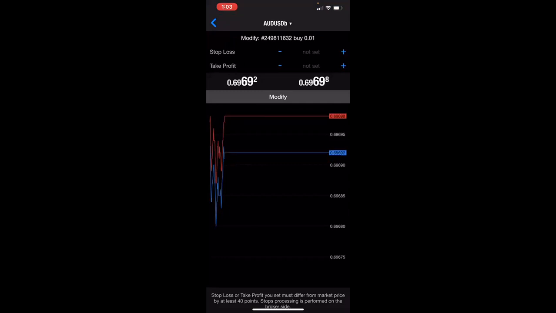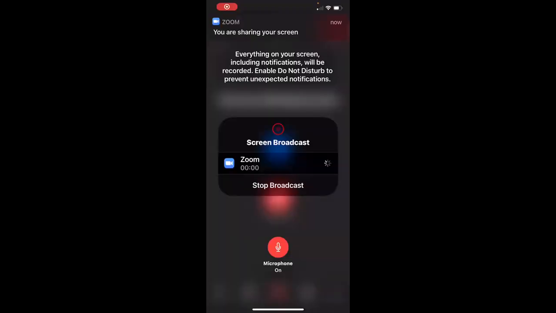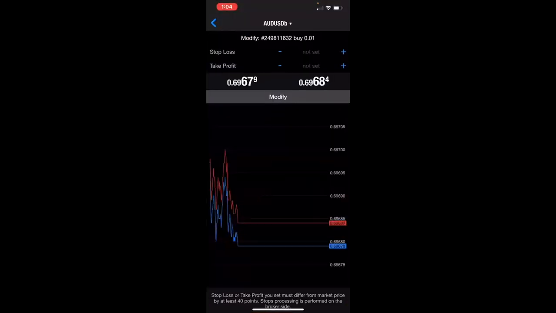Okay, good. Now, you see where they wrote stop loss, not set. Take profit, not set. Those figures you got after you calculated, you are going to type it there. Do you understand? I'm in front of that stop loss. Are you seeing where they wrote stop loss on the screen?